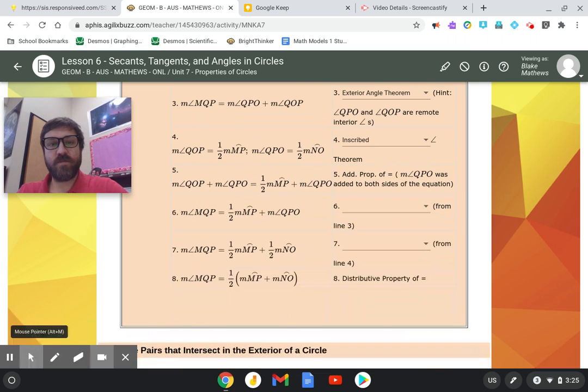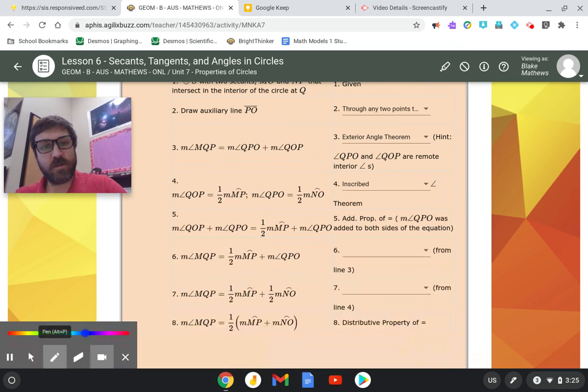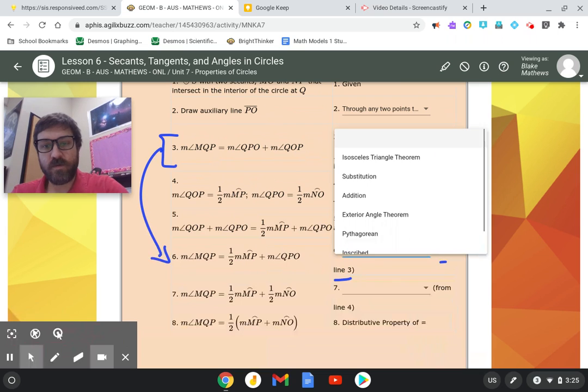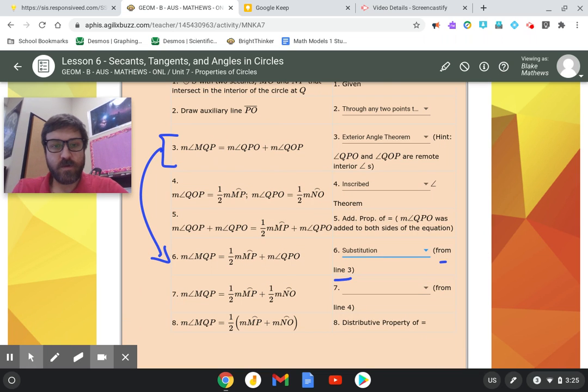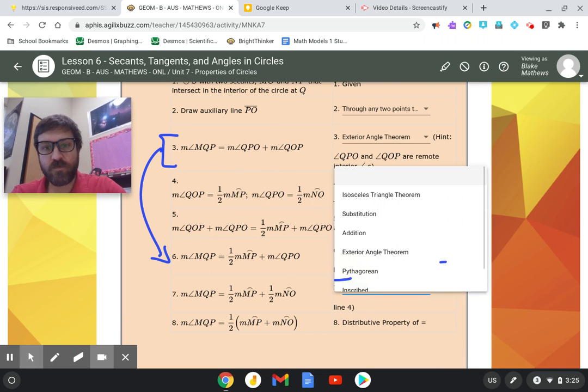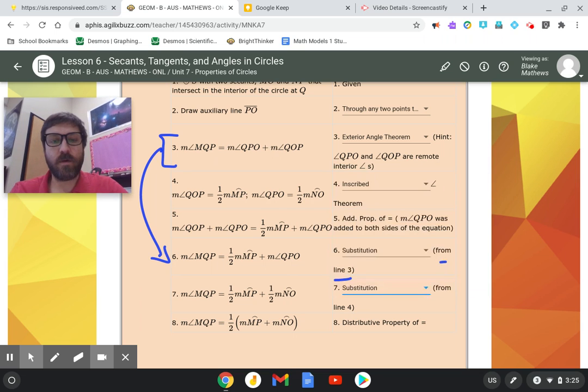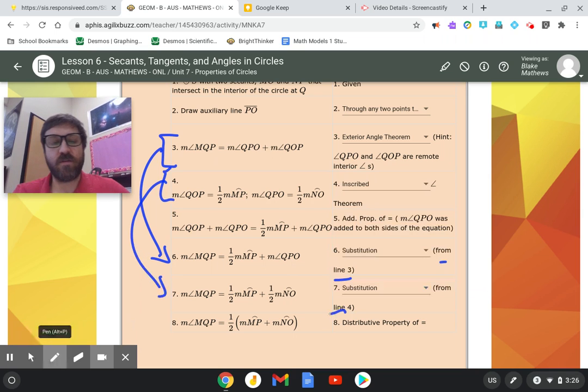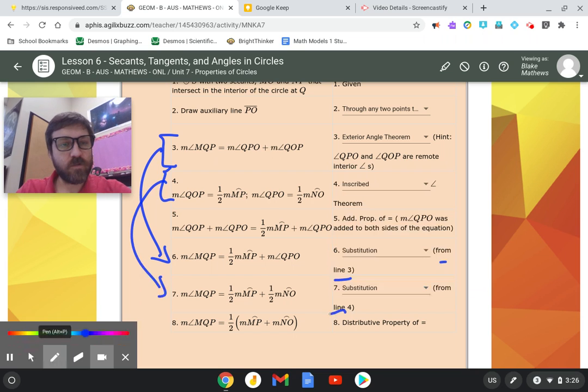Then they are doing some substitution. You can see that pretty clearly. They're taking the information from line 3, and they're doing substitution again from line 4. And then they're applying the distributive property. Anytime you're just dragging things down and replacing things, and it says from line whatever, that's going to be a substitution. So make sure you got all that.